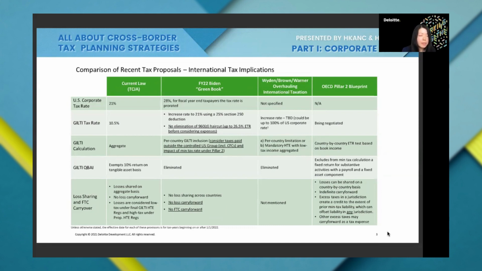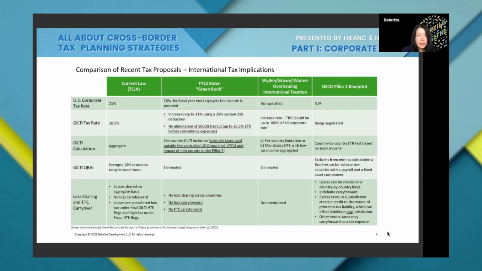The second impact is that current law allows a 10% return on tangible assets that would not be subject to GILTI. Under the Green Book, it's eliminated. So let's say your foreign sub 1 has tangible assets and generated income, 10% of that income would be exempt in the GILTI calculation. Under the proposal, if it's eliminated, that would increase your GILTI base. So those are the two items.